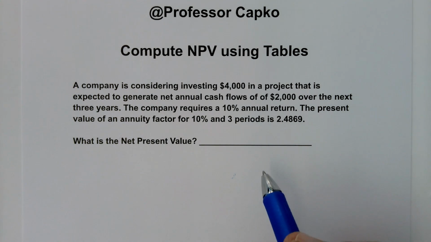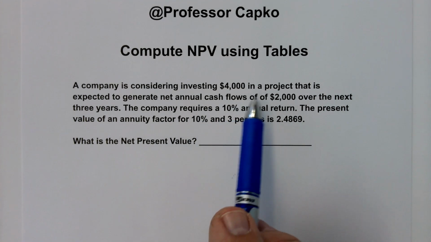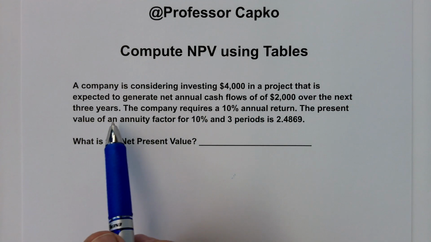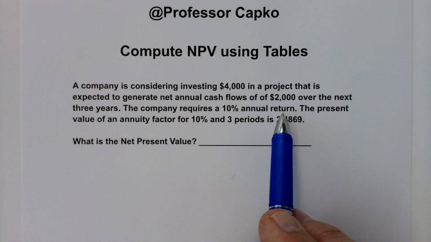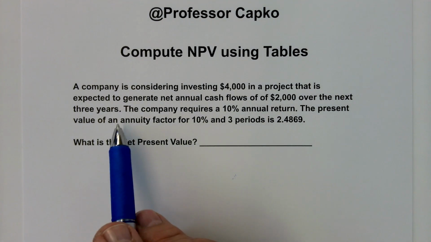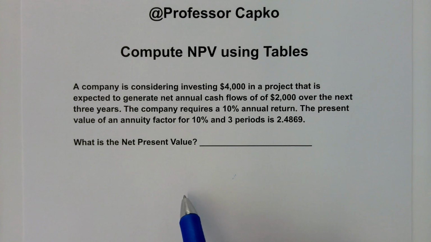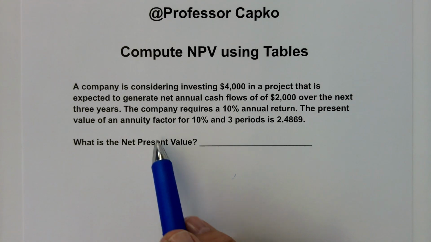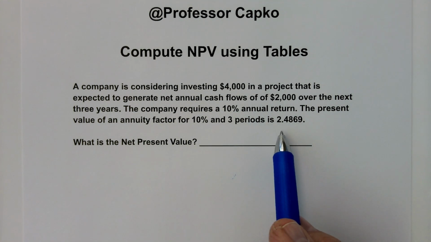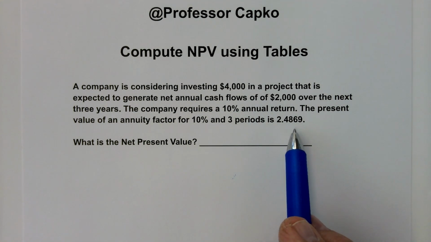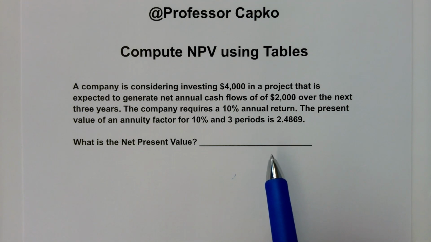So this is showing you that a company is considering investing $4,000 in a project that is expected to generate net annual cash flows of $2,000 over the next 3 years. The company requires a 10% annual return. The present value of the annuity factor for 10% in 3 periods is 2.4869. Now, if you don't know what that means, I'm going to show you what that means in a moment.